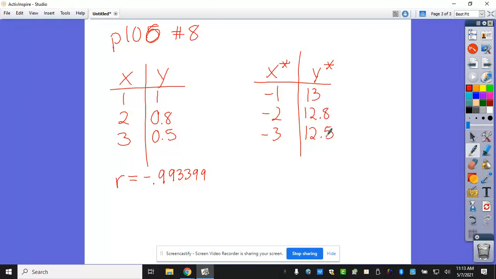So I just made up my own numbers. I don't care what the problem says. I'm seeing how my numbers change. So now I'm going to change my numbers to what I have now. So now I have -1, -2, -3 versus 13, 12.8, and 12.5. And then go find my R again.